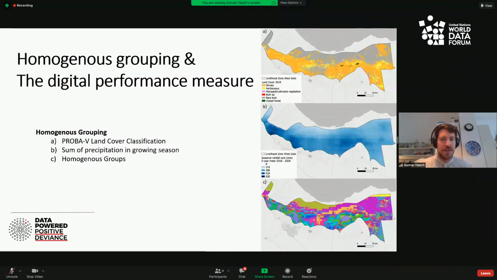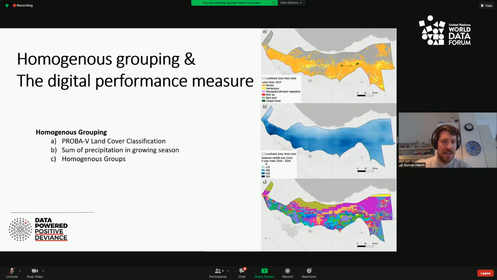We now wanted to figure out if the pastoral ecosystem is performing better in some areas, which could in turn be our potential positive deviants. To be able to assess ecosystem performance, we had to create, as you remember from Basma's talk, homogeneous groups to be able to compare apples with apples and not apples with oranges.